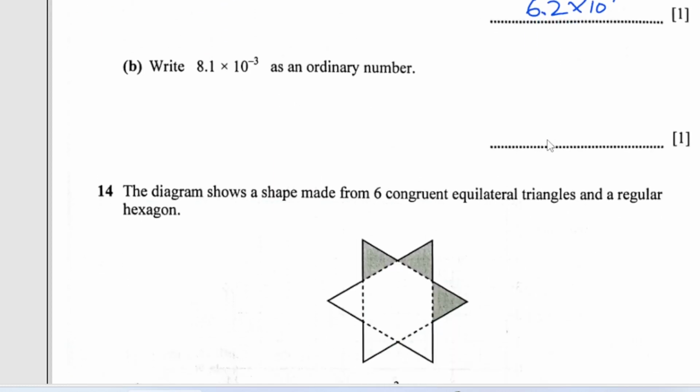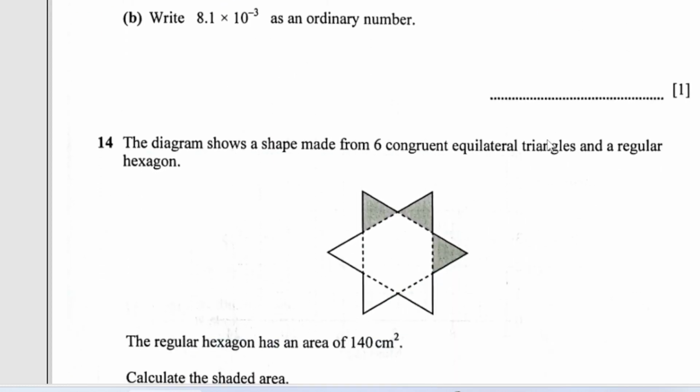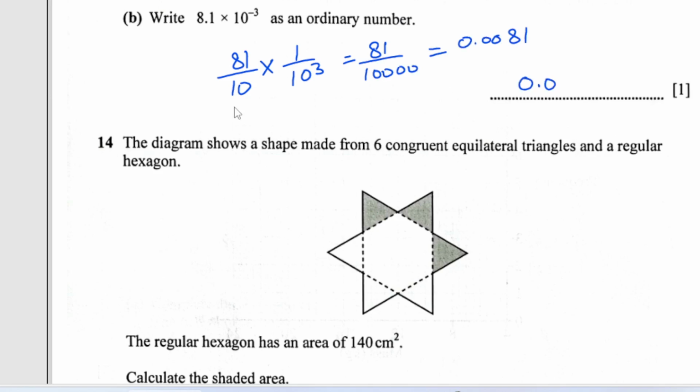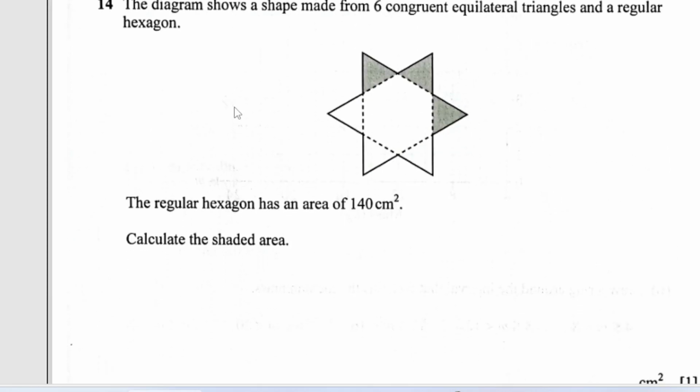Okay, now write 8.1 times 10 to the power minus 3 as an ordinary number. So 8.1 can be written as 81 over 10. This can be written as 1 over 10 to the power 3. So that is 81 over 1 2 3 4 zeros. So it will be 81, shifting 1 2 3 and 4 places. So it is 0.0081, right?